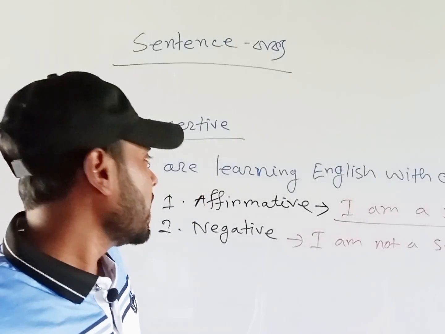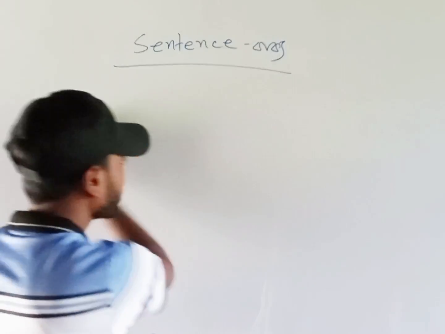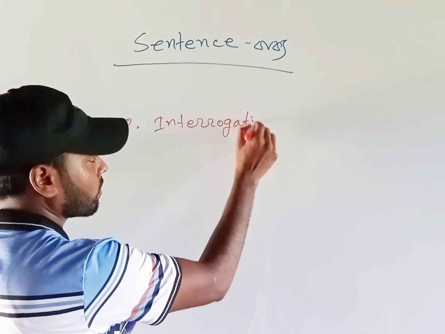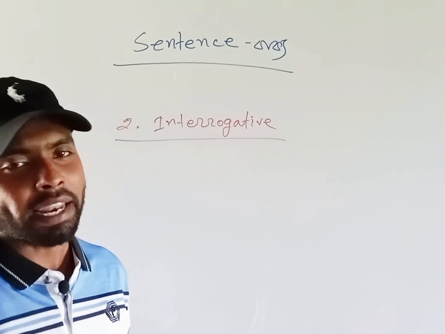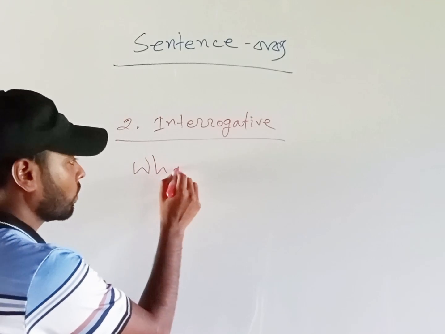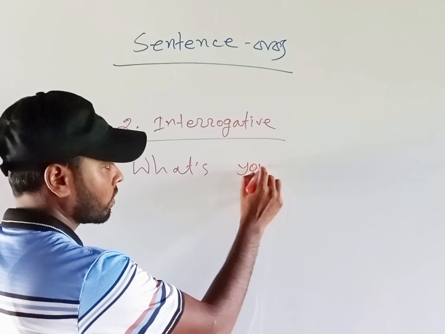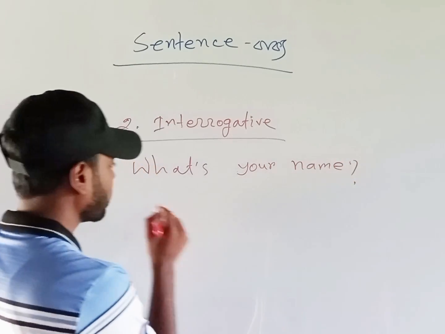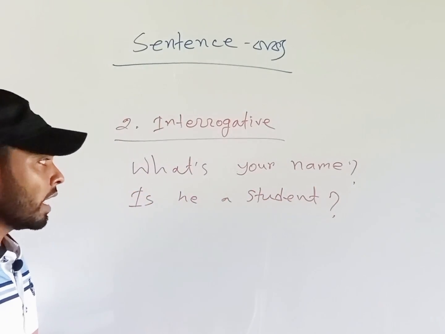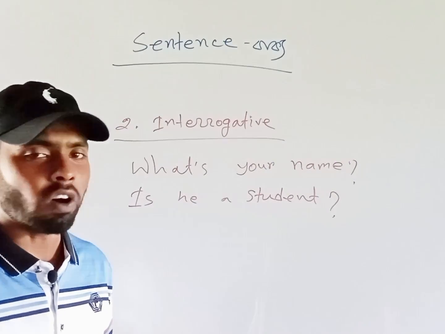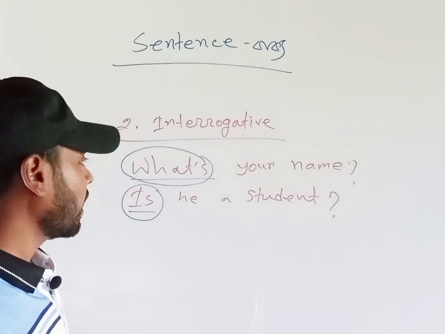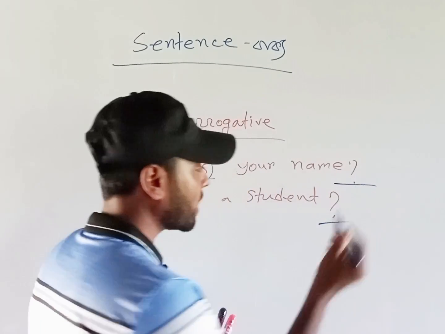Now, number 2, interrogative sentence. What is an interrogative sentence? A sentence which asks any question about any person, thing, place, etc. is called an interrogative sentence. For example, what's your name? Is he a student? An interrogative sentence always starts with a WH question word or a helping verb. This is a helping verb, this is a WH question word. And it always ends with a question mark or interrogation mark.